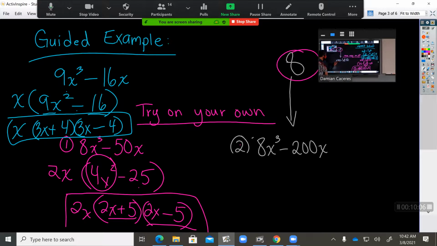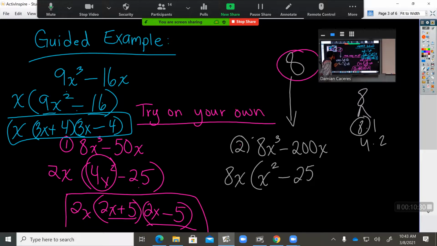So between 8 and 200, 8 is 8 times 1 and 4 times 2. You have to try the biggest number here first. 8 actually does go into 200. So they both have an 8 and an x as a common factor. Now let's see what's left in there. X to the second power minus 25. Now what's in our parentheses is the difference of squares. So we're ready to put the answer.